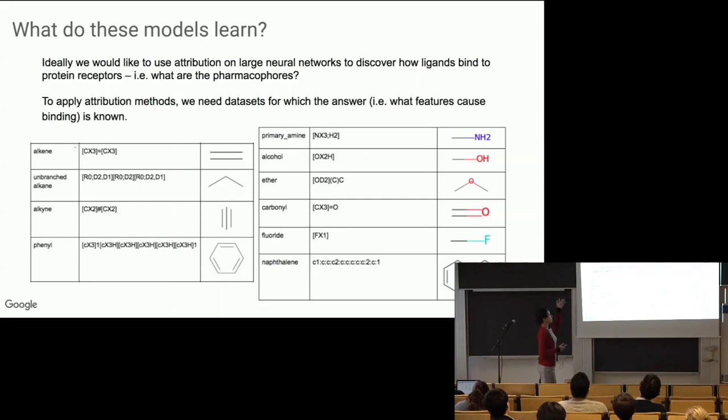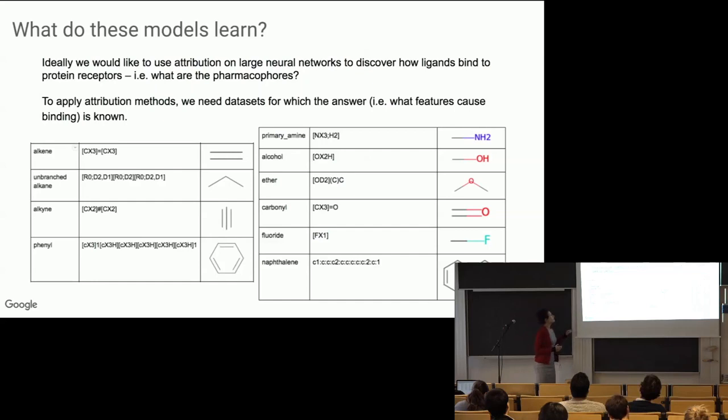And of course, people have addressed this question in many contexts, in particular in image analysis, and they developed attribution techniques in order to discover or try and examine what the network is learning. And so we'd like to use that in the context of protein ligand binding, so we can figure out what the pharmacophores are.